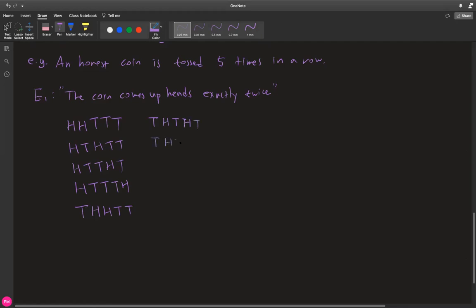Tails, heads, tails, tails, heads. Tails, tails, heads, heads, tails. Tails, tails, heads, tails, heads. And lastly, you can have tails, tails, tails, heads, and heads. Was it easy to follow? But I think that's all we can do with 5 tosses where we have exactly 2 heads.